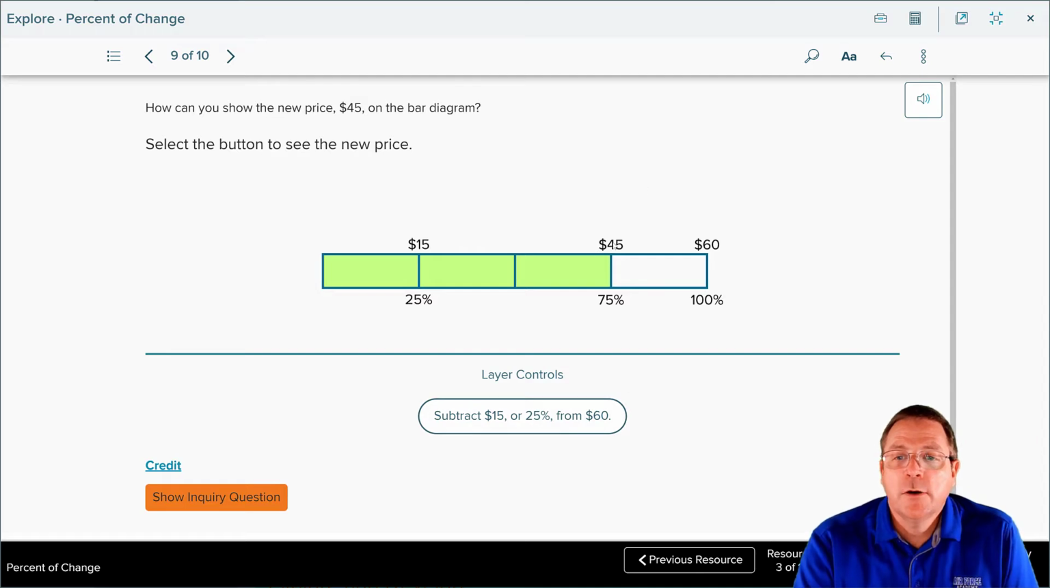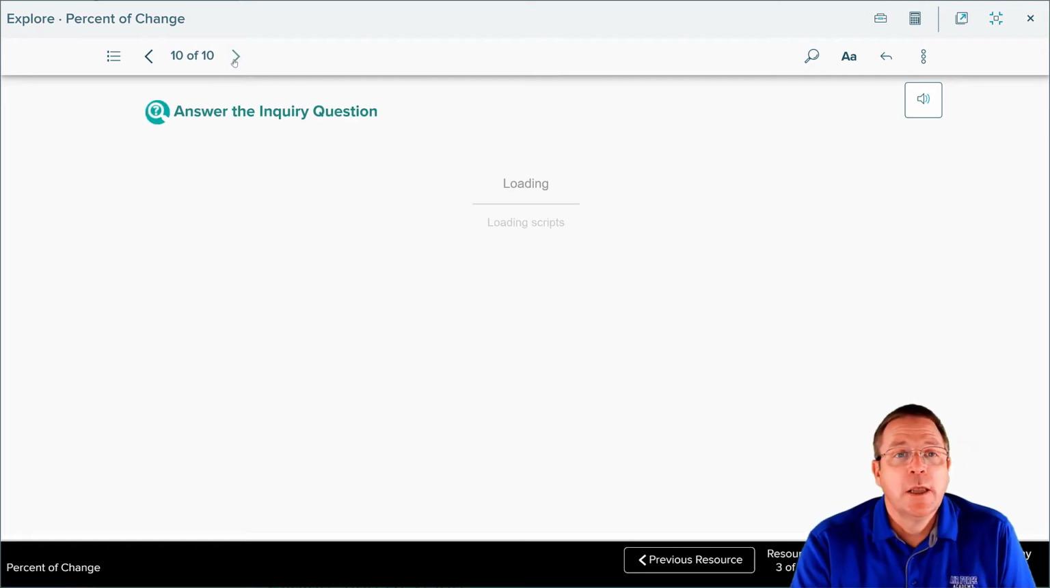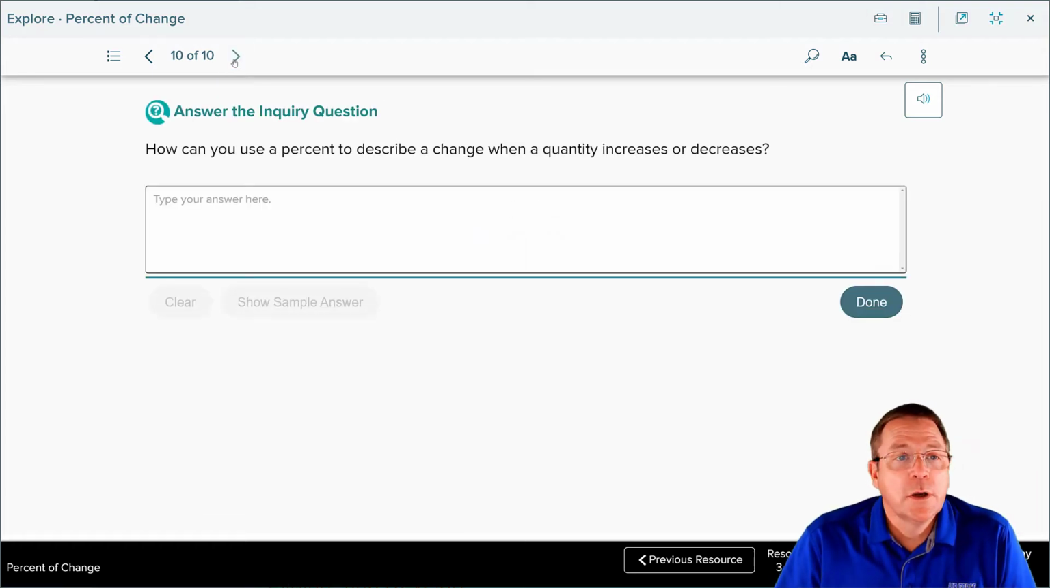So you can see here, 75% was $45. 3/4 of it is shaded, so we're doing 75% of the original price to get to the new price. Once again, this is using a bar diagram to find percent increase and decrease. There are some other ways to go about this.